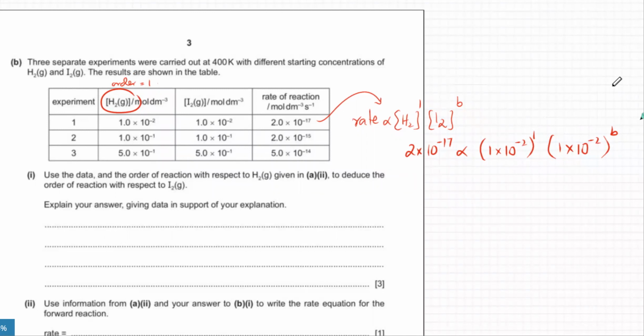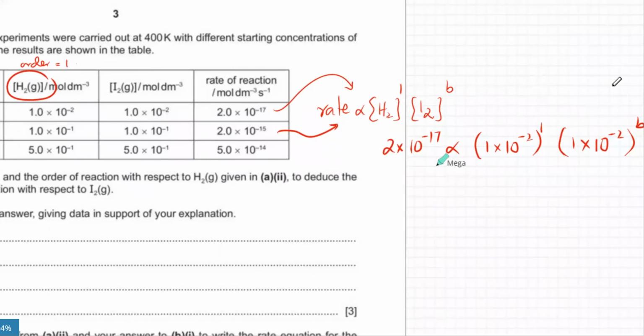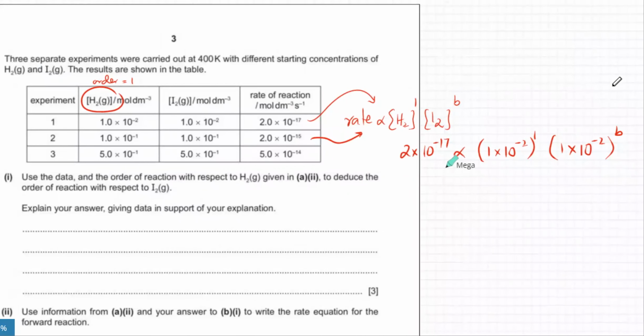And then I'm going to plug in the data for the second reaction into the same equation. The experimental data is with us. So the second one is 2 times 10 power minus 15. So that's the rate.